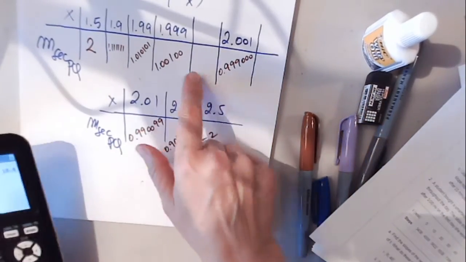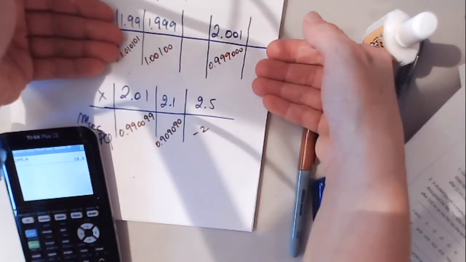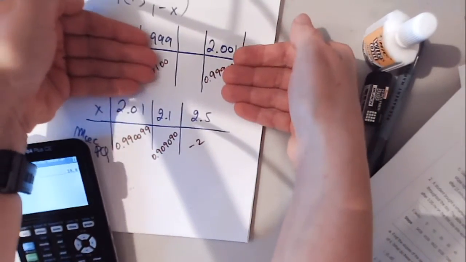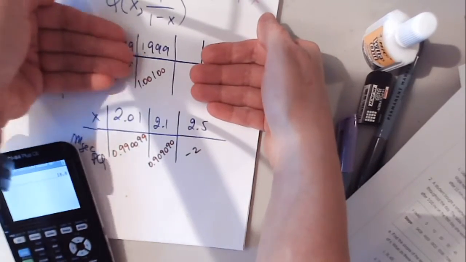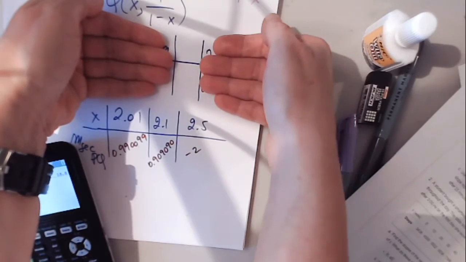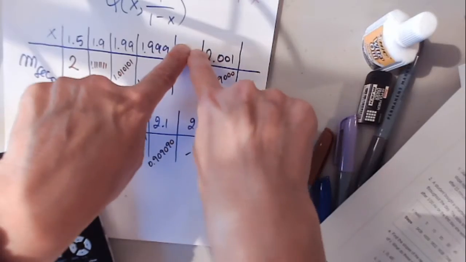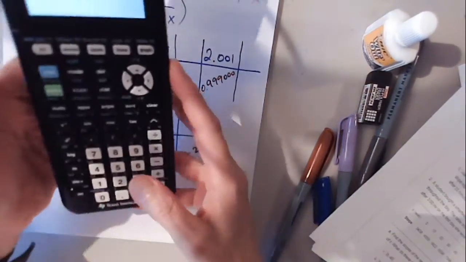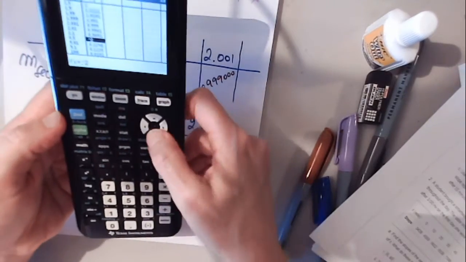Okay, so this is what we are asked to determine. As we get closer and closer to 2, from this side with numbers smaller than 2, and from this side with numbers greater than 2, closer and closer to 2, I want to do this. I want to go to second and table and plug in 2.